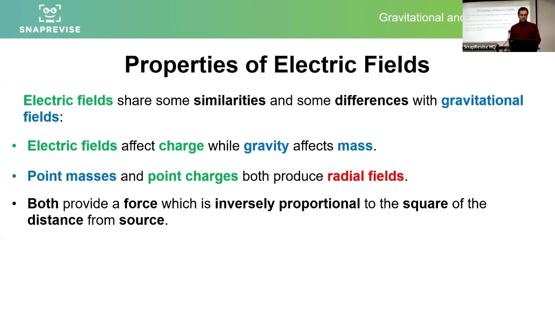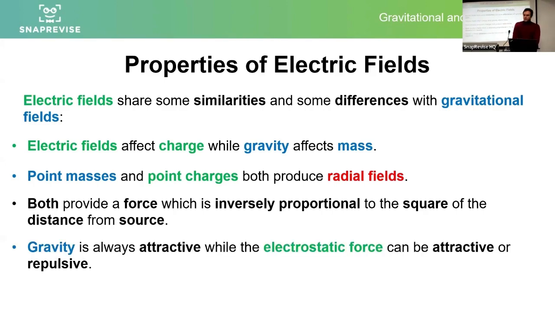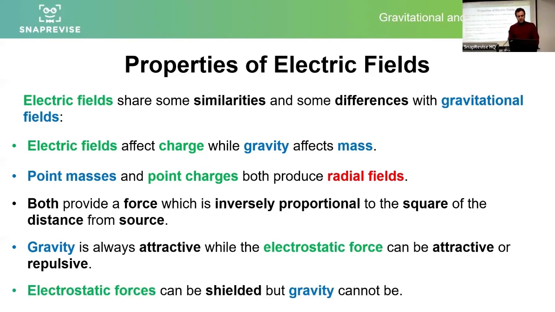They both provide a force which is inversely proportional to the square of the separation, the distance from whatever the source is. The key difference is that gravity is always attractive. As far as we know, there's no such thing as negative gravity, a repulsive gravitational force, while the electrostatic force can be either.